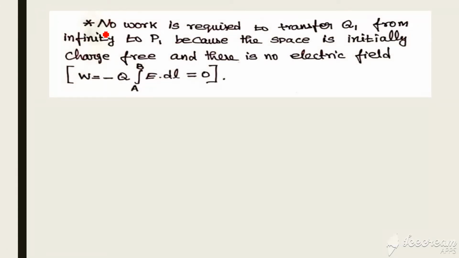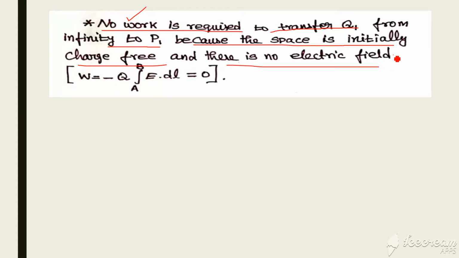Here is a very important point: no work is required to transfer Q1 from infinity to P1, because the space is initially charge free and there is no electric field. So at the starting stage there is no electric field. For the transfer of Q1 from infinity to P1, the work is 0. That is W is equal to minus Q integral E dot dl. Here E is 0, so the total work done is 0, corresponding to the transfer of Q1 from infinity to point P1.